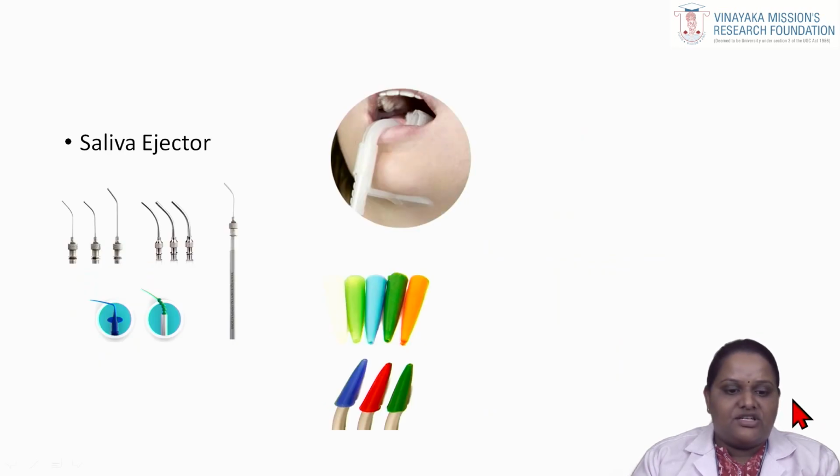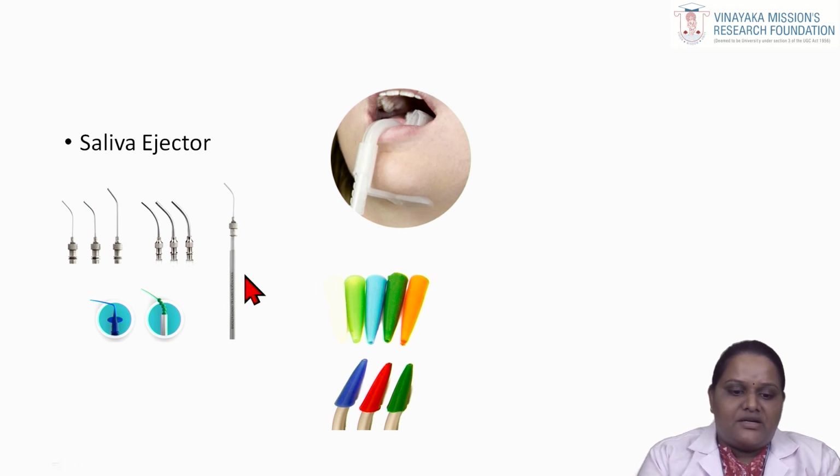Next comes the saliva ejector. This is usually placed below the rubber dam to prevent the pooling of saliva. After placing the rubber dam, the area beneath the rubber dam is pooled with saliva. So to prevent the pooling of saliva, the saliva ejector is used to take out the excess saliva. It comes in different forms and types.